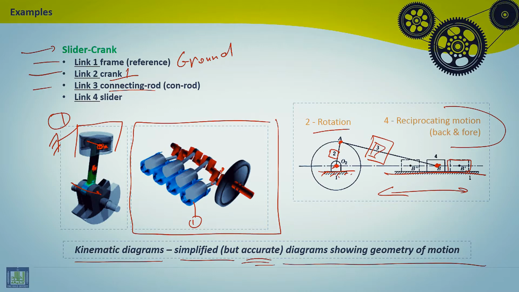So link number 1 is the cylinder, the frame. Link number 2, the crank. So the crank has with the connecting rod here a revolute. This is the crank. Okay, having with 3 a revolute, and 3 has with 4, the piston, a revolute here, and 4 with the ground has translation motion.